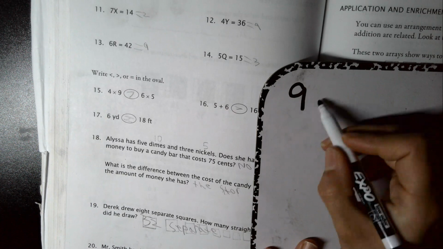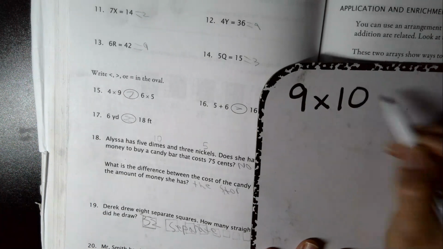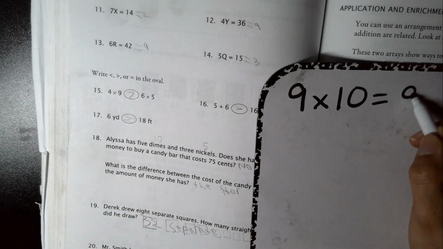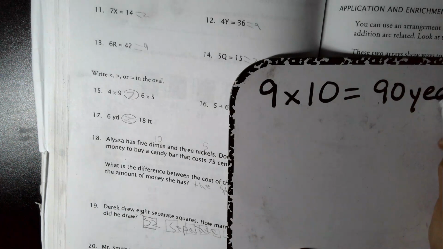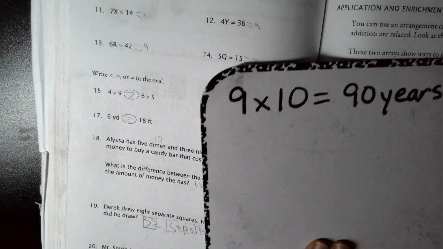Okay, the next one says, Mr. Smith has lived for 9 decades. 1 decade equals 10 years. If he's lived for 9 decades, then that's 9 times 10, and that is 90 years. That is a long life, 90 years.